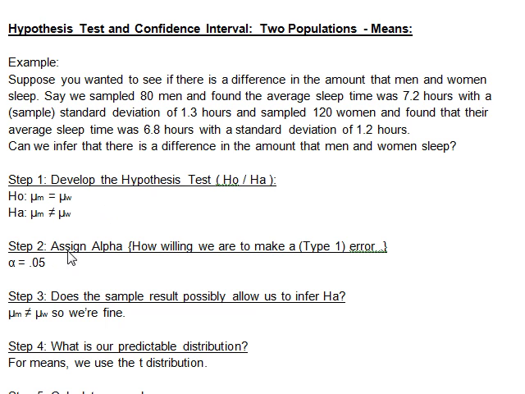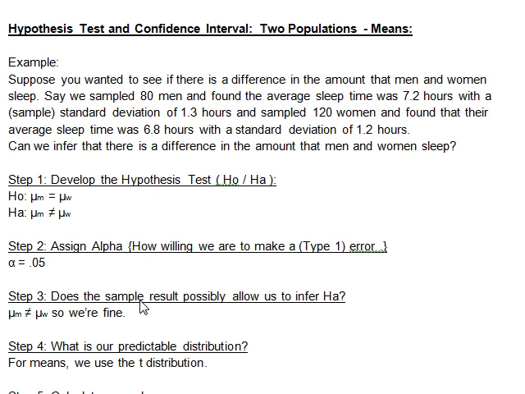All right. Step two is assign alpha, how willing we are to make a type 1 error, which is wrongly rejecting a true null hypothesis. We're going to assume the null and see if we have enough evidence against it. So we set that to 0.05. It doesn't say what it is in the problem, so 5% is the default.